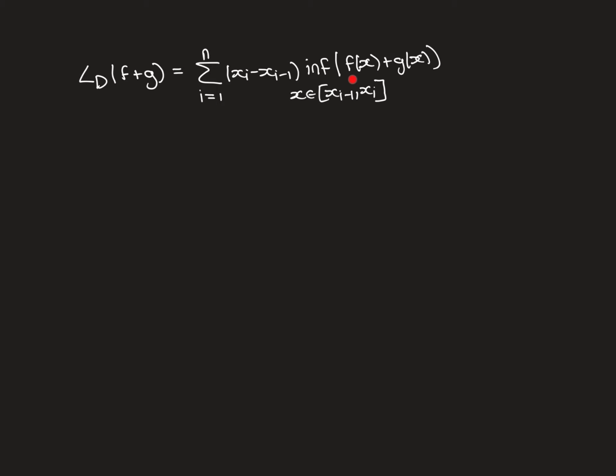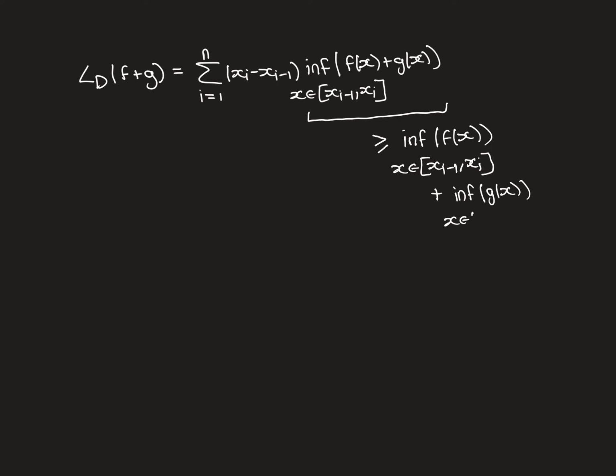So again, we want to split this into the infimum of f of x plus the infimum of g of x. Now again, it's not going to be an equality, instead it's going to be an inequality, and the inequality this time is going to be the opposite way round, so this is always going to be greater than or equal to the infimum of f of x, where x is an element of that interval x_{i-1} to x_i, plus the infimum of g of x, where x is an element of that interval x_{i-1} to x_i.